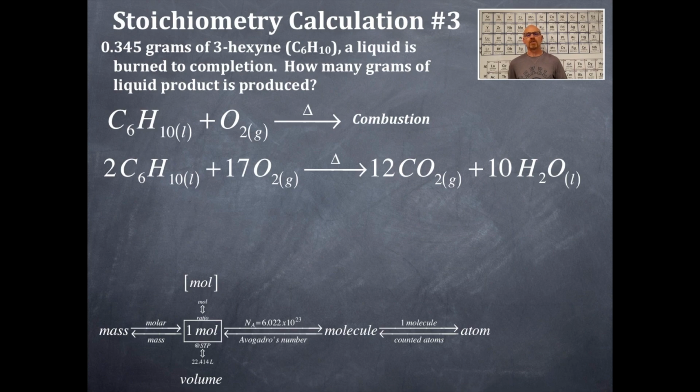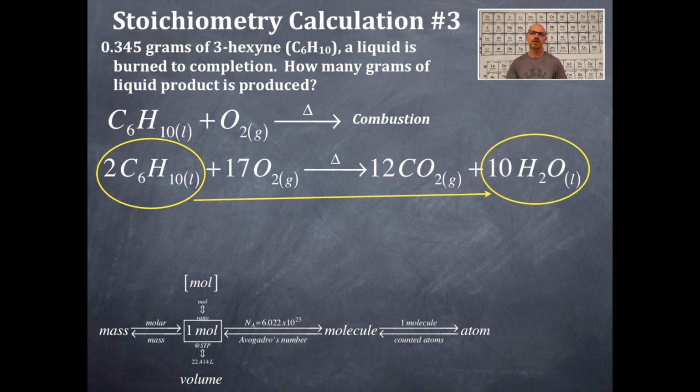All right, so let's look at that flow chart and figure out where we are. We have 0.345 grams of hexyne. That's where we're starting. What do we want? We want how many grams of liquid product. So look at those two products, figure out which one is the liquid, and it is, of course, the water. So I'm going to go from the 3-hexyne to the water.